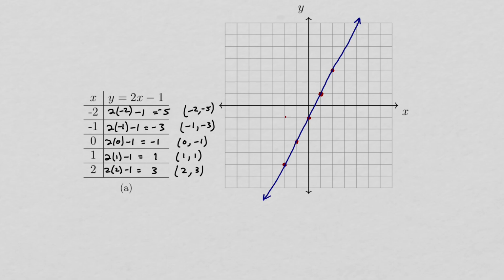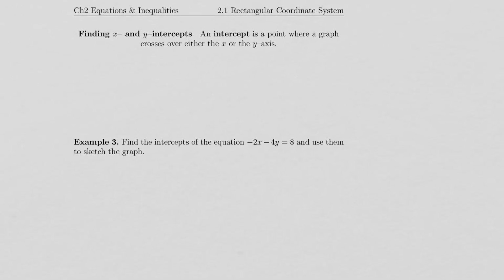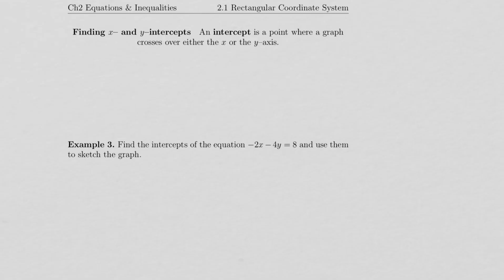Okay, for graphs, and in particular lines, there's a couple of important points where the graph crosses the x and y axis. Those are called the x and y intercepts. So if I have, let's say here's my Cartesian coordinate system, and I have a line. It could be any type of graph, but I'm just going to deal with the line right now.